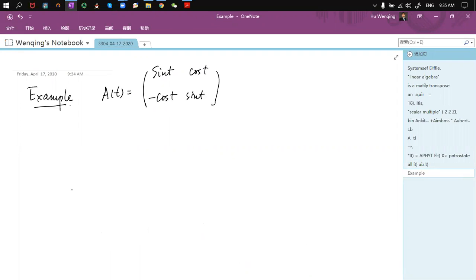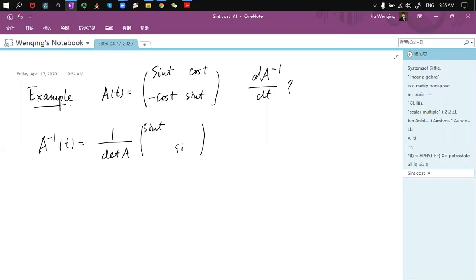Suppose we have a matrix like this. Then can you calculate dA inverse over dt? So you want to calculate A inverse. How do you calculate A inverse? Remember, it is 1 over the determinant of A. You switch the diagonal, it's sine t, it's sine t, you just switch. You take a negative sign on the off diagonal, minus cosine and cosine. The determinant of A is sine squared plus cosine squared, which is 1. So that's sine t, minus cosine t, cosine t and sine t. So that's A inverse of t.